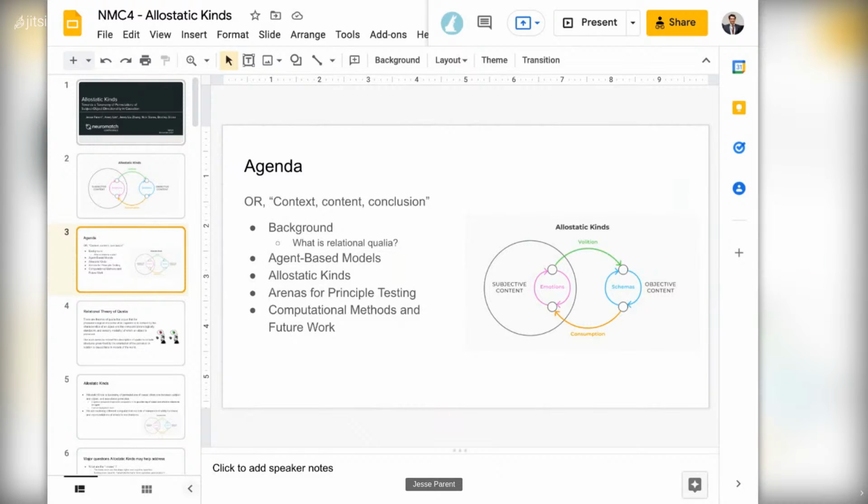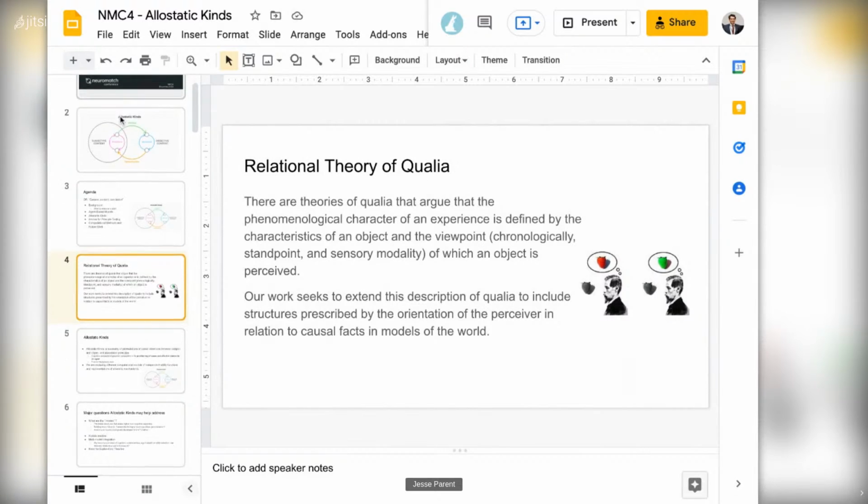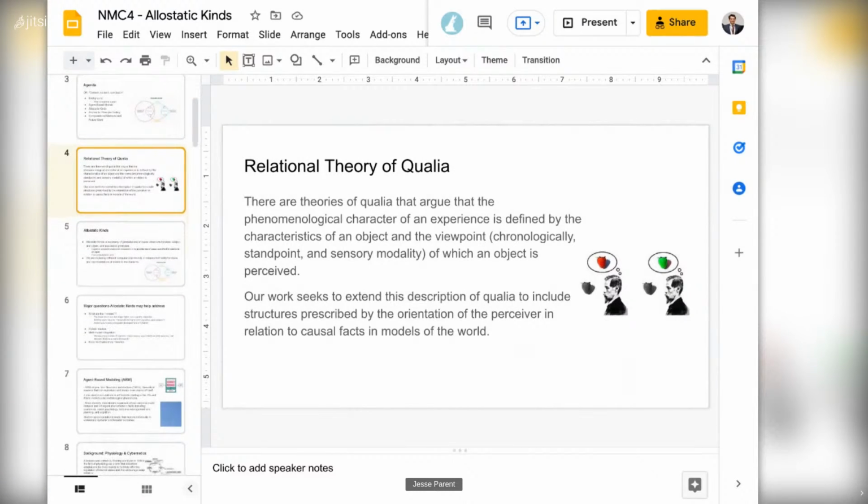First, for qualia, there are some theories of qualia that argue that the phenomenological character of an experience is defined by the characteristics of an object and the viewpoint from which an object is perceived. Our work seeks to extend this description of qualia to include structures prescribed by the orientation of the perceiver in relation to causal facts and models of the world.